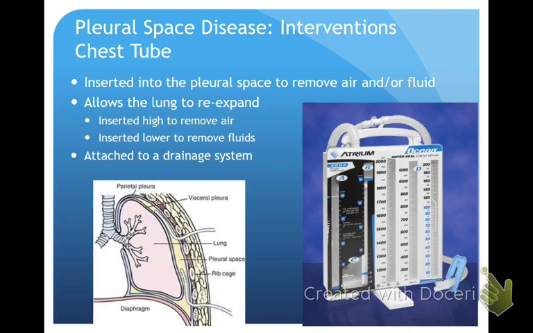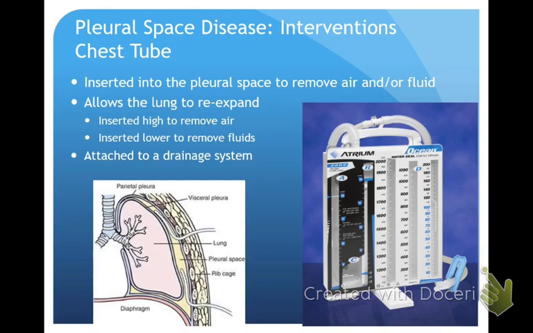It's got holes in the end of it, and the physician will put them in the correct place, but we are in charge of connecting them and monitoring the drainage system. We set up the drainage system, we help the physician connect the drainage system, and then we maintain the drainage system. So I will tell you a little bit about the drainage system on my demo.